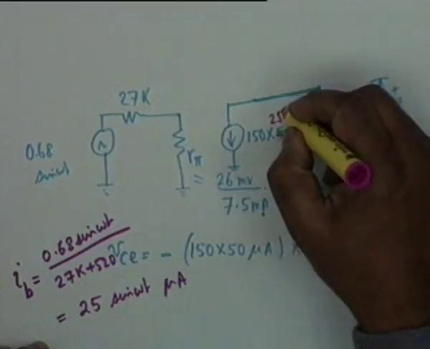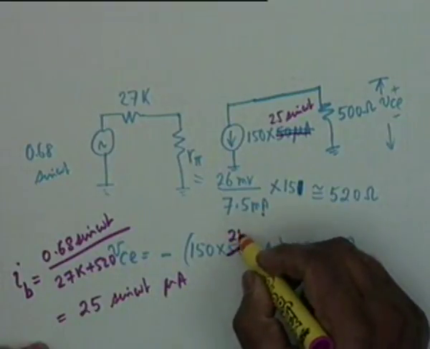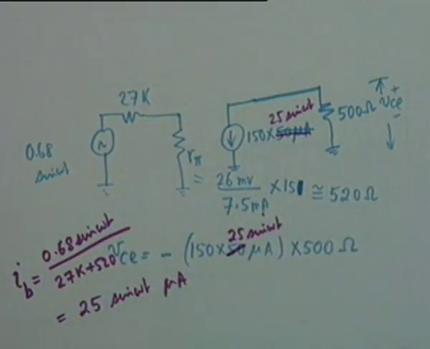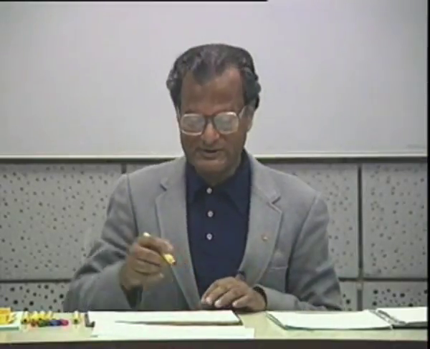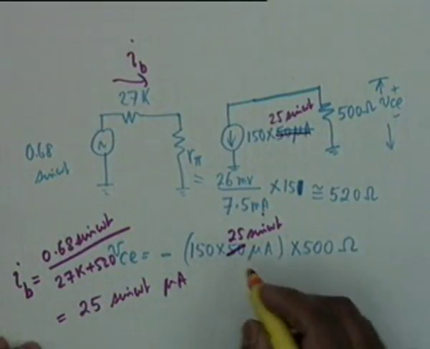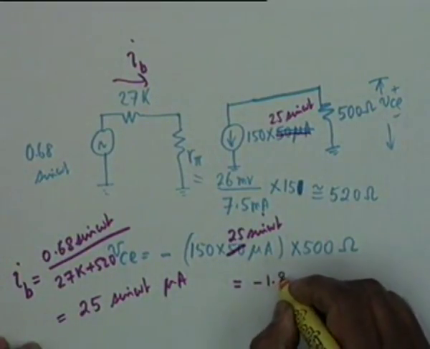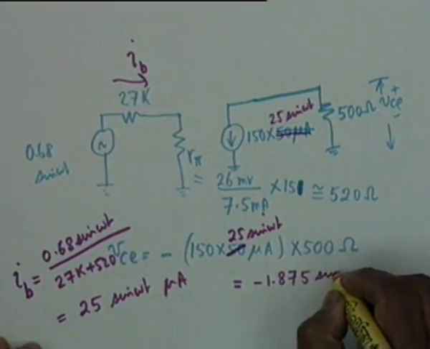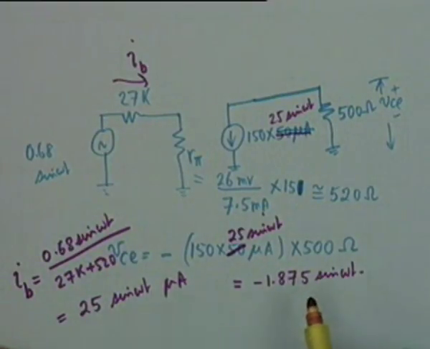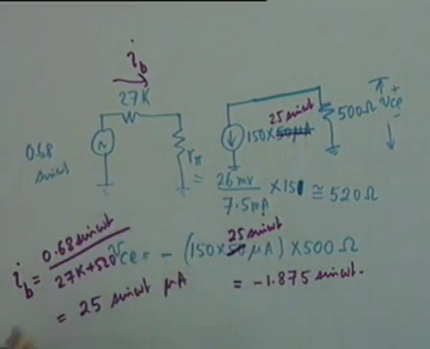So this is 25 sine omega t. Is the point clear? Where we made a mistake? We cannot use 50 microamperes, that's the DC value. We must find what the AC i sub b is. Alright? Now if I do that, then VCE comes as minus 1.875 sine omega t. You see, it is of the same form as the input signal voltage. It was 0.68 sine omega t, this is minus 1.875 sine omega t.